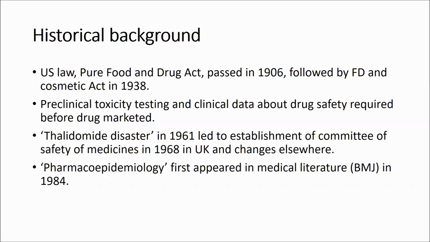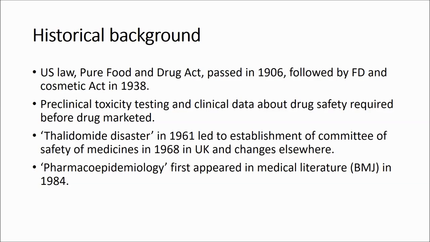Historical background. How was pharmacoepidemiology developed? Let's go back to 1906, when the Pure Food and Drug Act was developed, which later formed the FDA, the Food and Drug Administration, in 1938. Then, preclinical toxicity testing and clinical data about drug safety were required before drug marketing. In 1961, a major thing happened. A paper was published in the Lancet journal linking the use of the thalidomide drug with congenital anomalies in babies. That was called the thalidomide disaster.